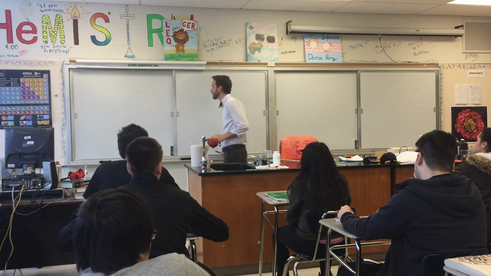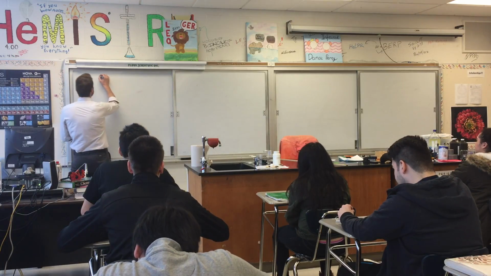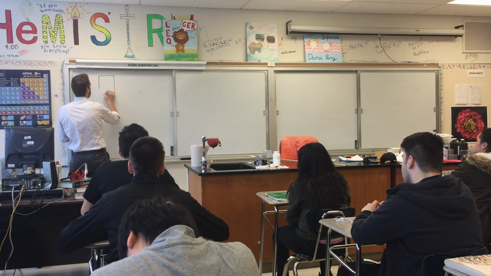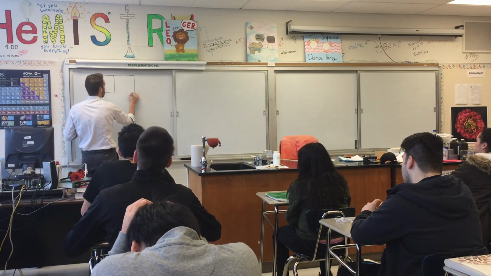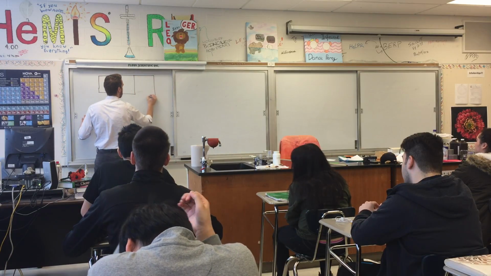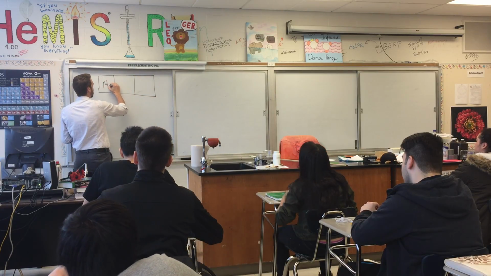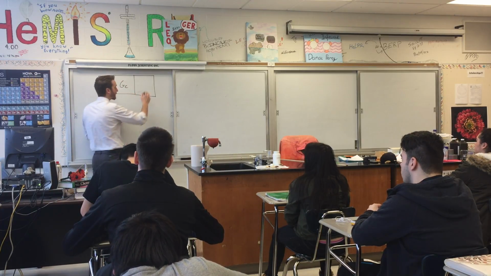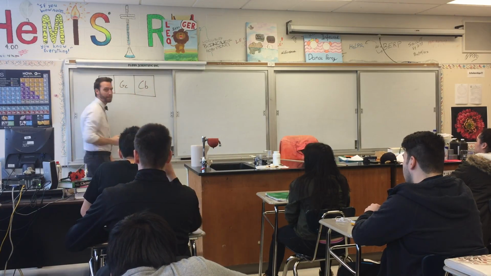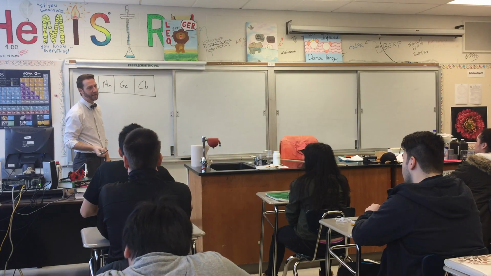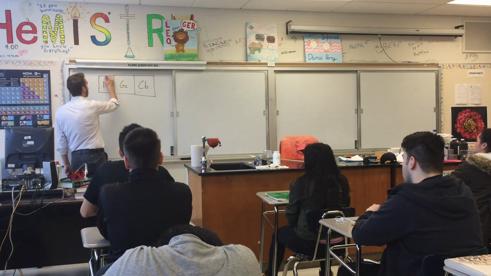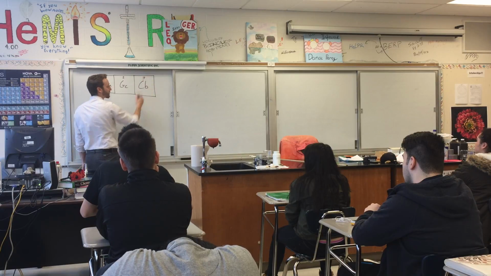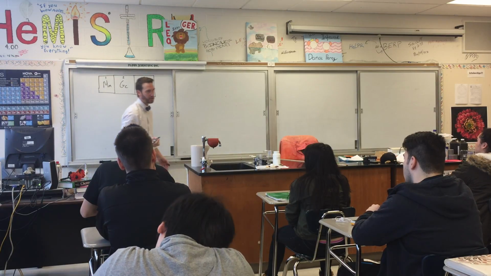Correct. So what we're going to start by doing is making our own little periodic table. Our periodic table consists of 3 elements: marshmallows, graham crackers, and chocolate bars. Since there's only 3 elements on our periodic table, I'm just going to give them atomic numbers 1, 2, and 3.